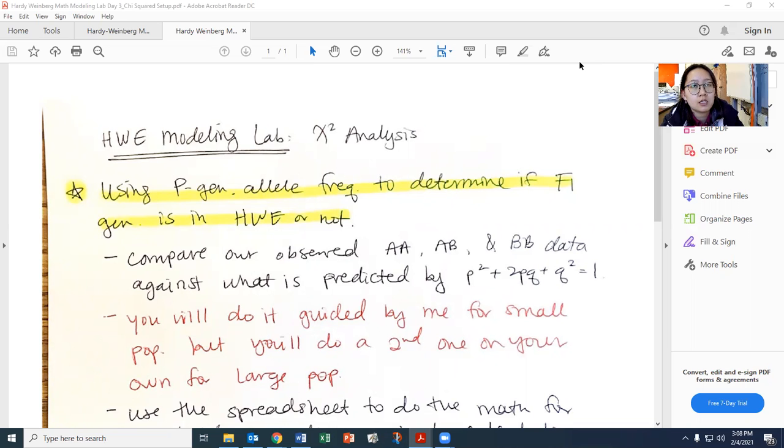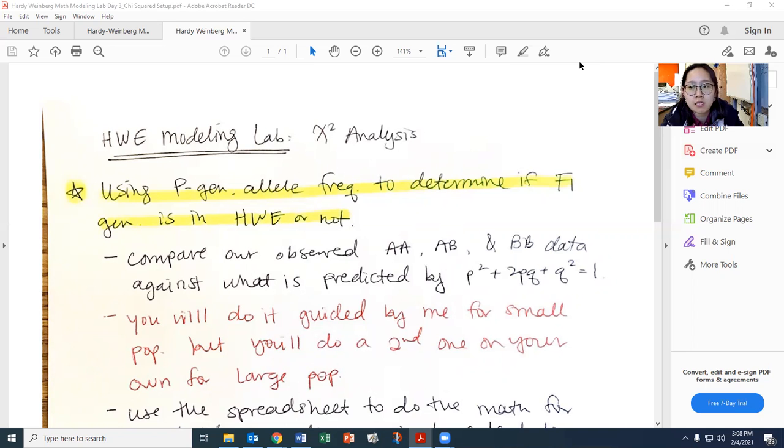And yes, we could look at conditions, but because we're modeling it, we're the ones who chose the conditions. So based on the conditions that we chose, we want to see basically the difference between the small population and the large population. If there's any discrepancy in being able to say, yes, it's in Hardy-Weinberg equilibrium, or no, it's not in Hardy-Weinberg equilibrium.